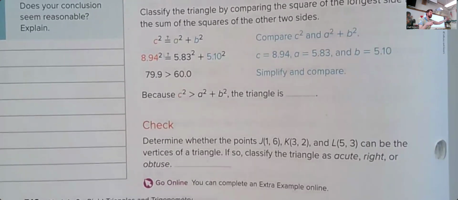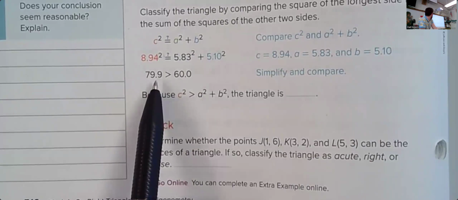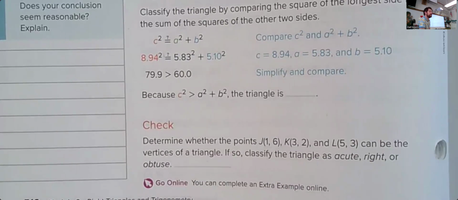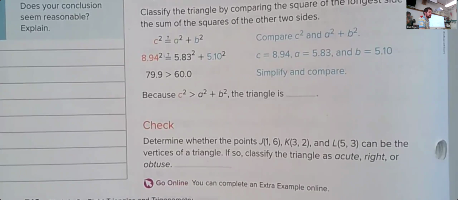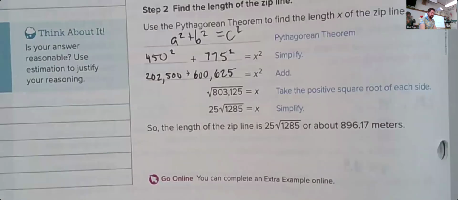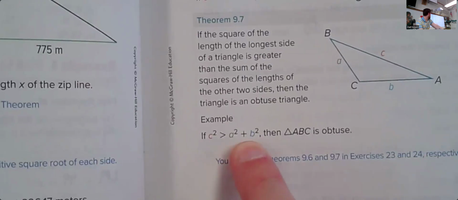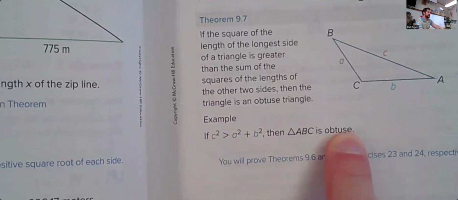So that means it's either obtuse or acute, because those are the only 3 kinds of triangles based on angle: right triangle, obtuse triangle, acute triangle. Because C squared is larger than A squared plus B squared, what kind of a triangle do we have? Look at the last page. If C squared is greater than A squared plus B squared, it's obtuse.